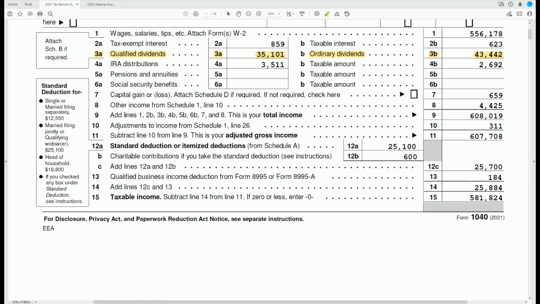if applicable. So in this example, $35,101 of the total $43,442 equals 81%, meaning most of the dividend distributions received within taxable brokerage accounts are receiving favorable tax treatment.